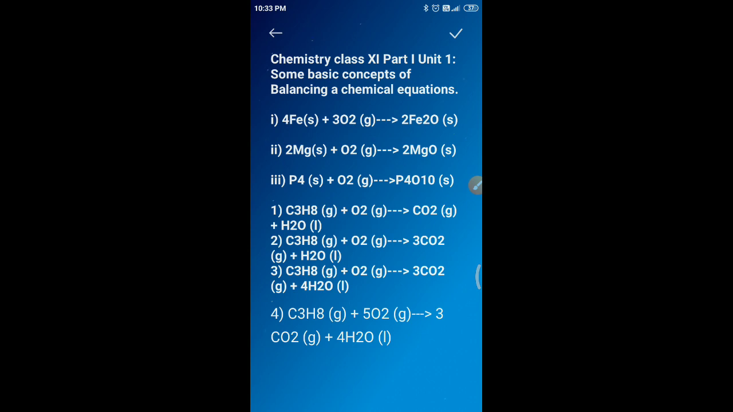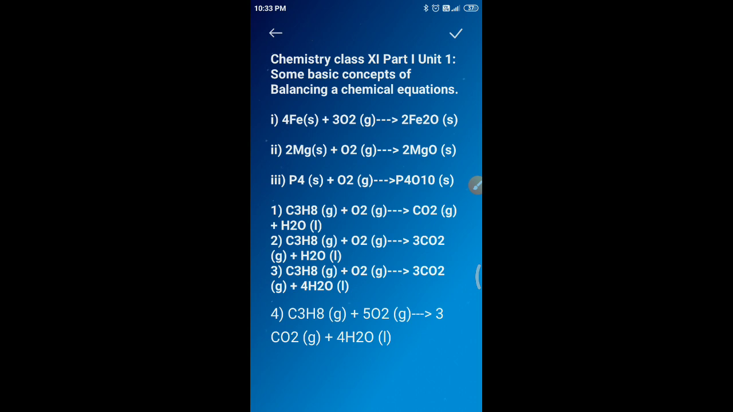So let us continue with balancing a chemical equation. According to the law of conservation of mass, a balanced chemical equation has the same number of atoms of each element on both sides of the equation. Many chemical equations can be balanced by the trial and error method. Now let us take a few examples.